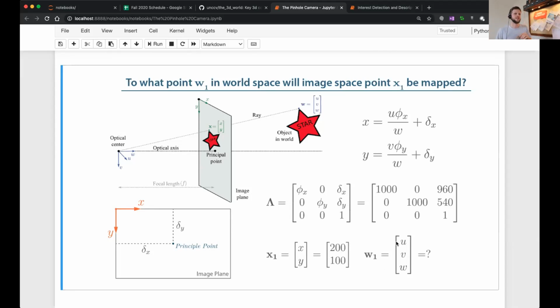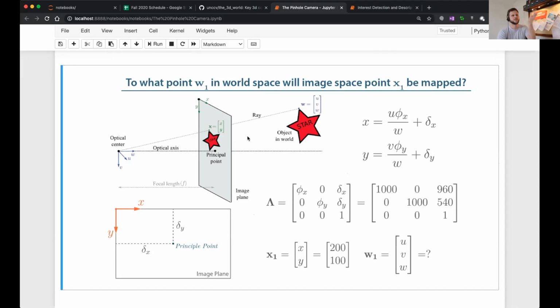Yeah, so there's an infinite number of answers. Thank you, Pooja. There's a bunch of answers, right? But not just any answers. All the answers lie along a certain ray. It could be any point along this ray, because any point along this ray of light will land on the same point on your image sensor.